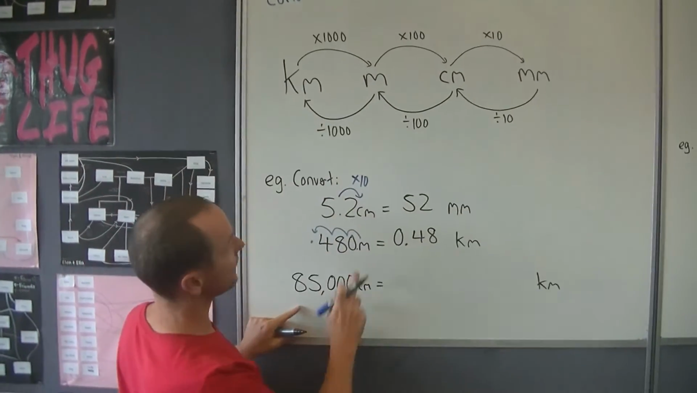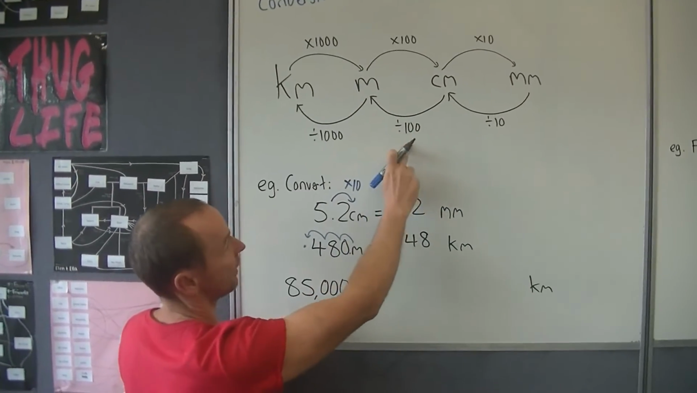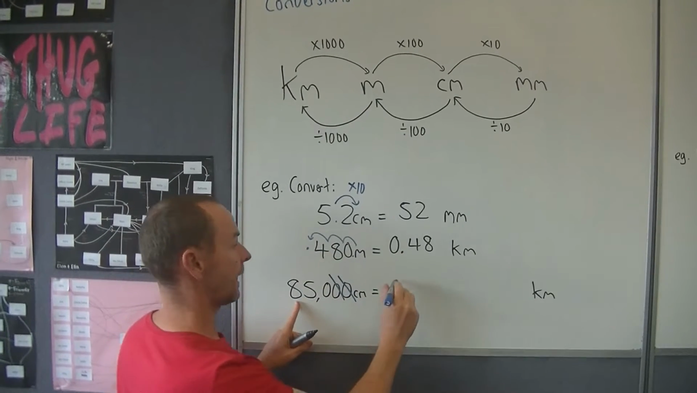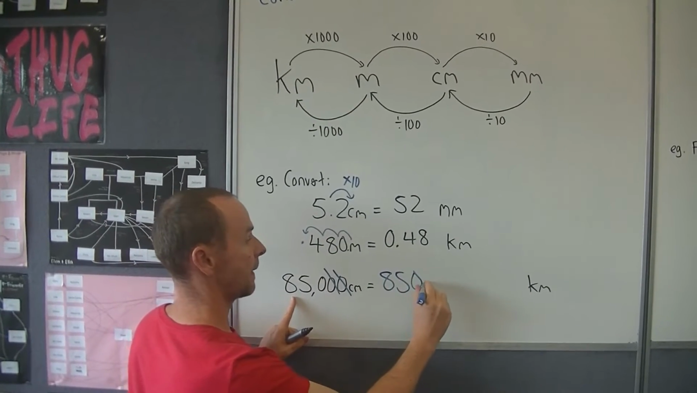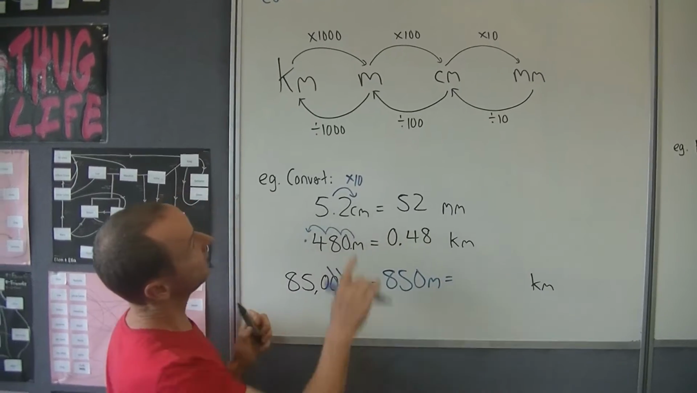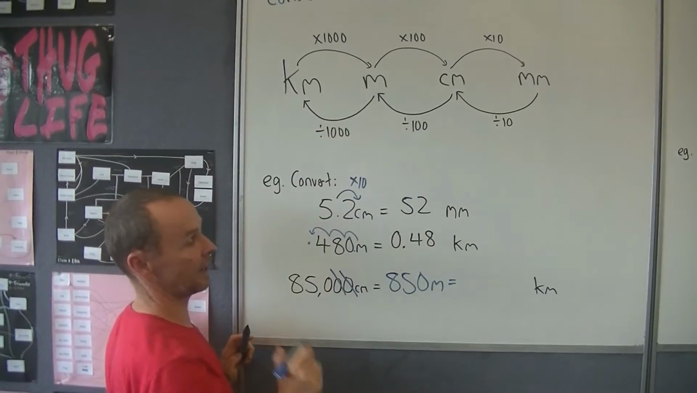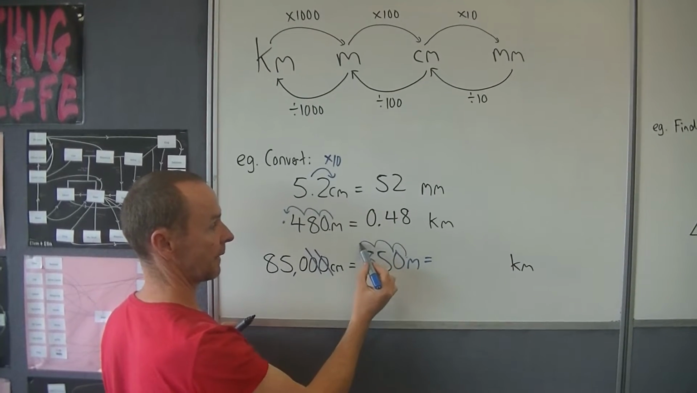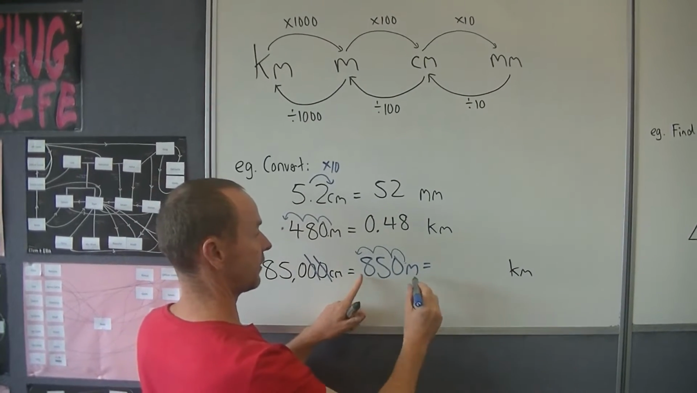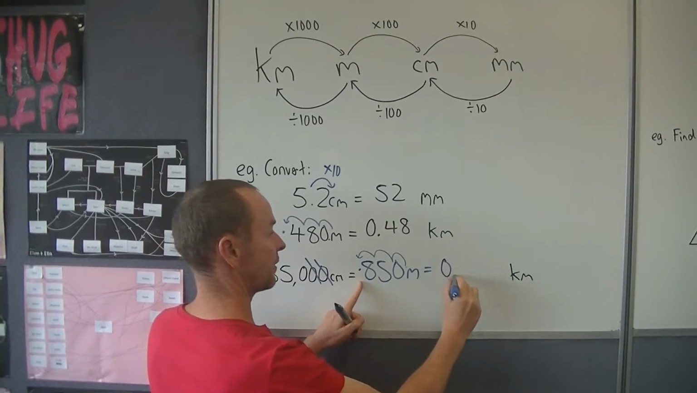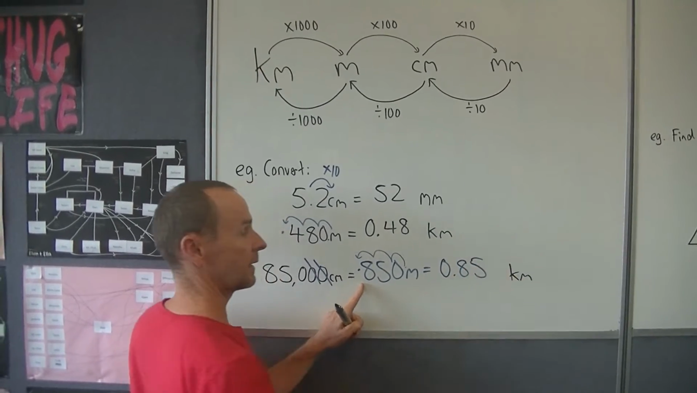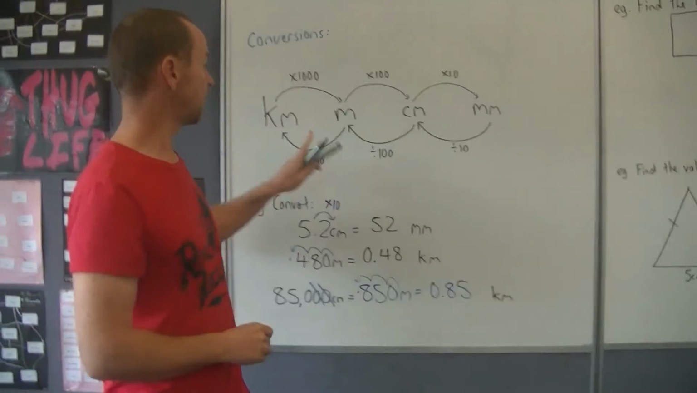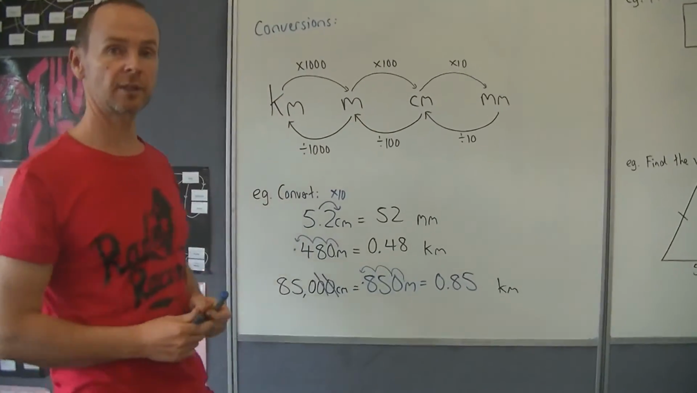So, centimetres to metres first, we divide by 100. So, divide by 100, you chop 2 zeros off, and I get 850 metres. Now, metres to kilometres, we divide by 1,000. Divide by 1,000, move decimal place 3 spots back. And the decimal point goes to the front of that, so it is 0.85 kilometres. There's your answer. Make sure you know how to convert. Make sure you know this conversion table and how it works.